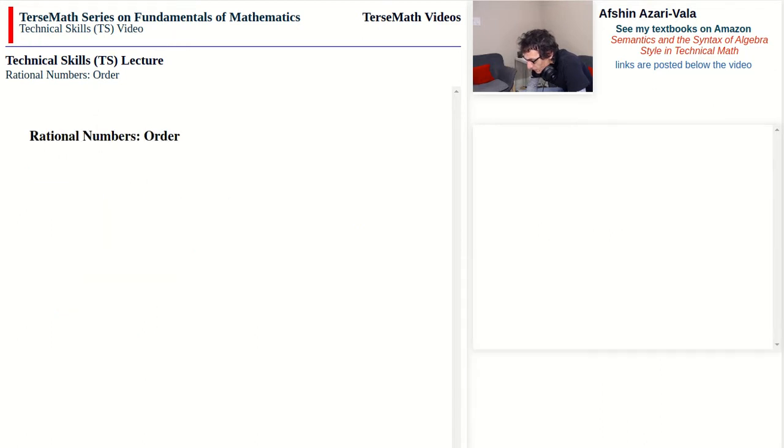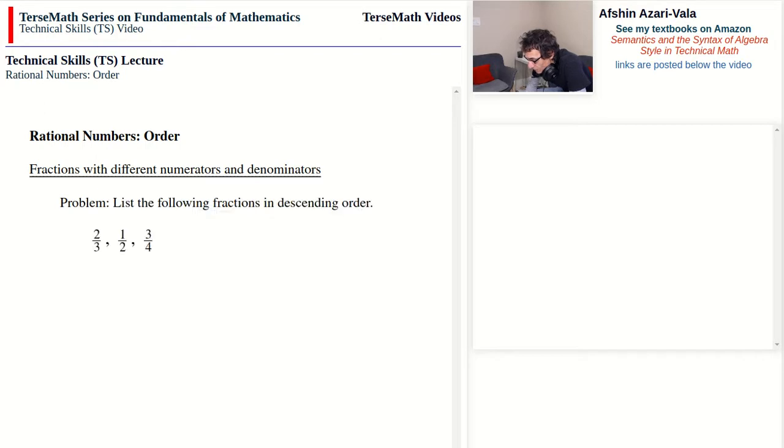Alright, so the difficult case is when both the numerators and denominators are different. So as an example of that, suppose that we want to arrange the following fractions in descending order: 2/3, 1/2, and 3/4. Now I'm using small numbers to illustrate the ideas. Often with small numbers, we can actually tell by just visualizing the sizes of these fractions.